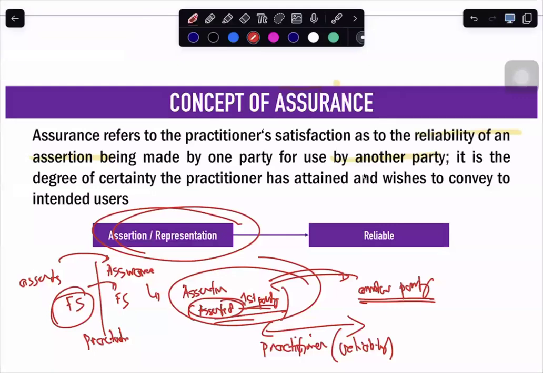So whenever we say assert, parang pinapakita or binibigay. So one person asserts something, the other person uses what had been asserted or represented, and another person checks on the reliability of what has been asserted or represented. So that's the concept of an assurance.